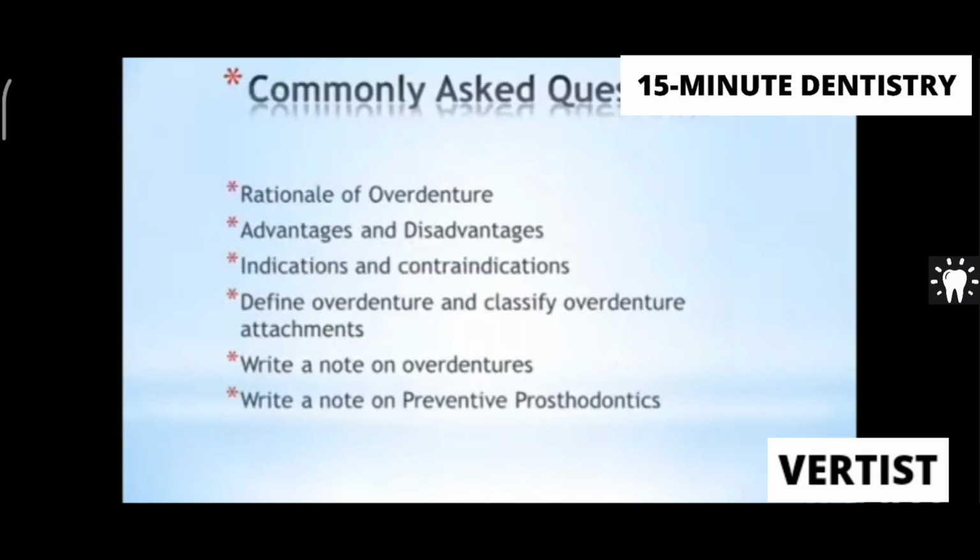So that is all about overdentures. These are a few commonly asked questions in MHS exams. All of you must be knowing about it, but the rationale of overdentures, advantages, disadvantages, indications, contraindications, definitions, and classification of attachments are asked, and also a note on preventive prosthodontics. Here, overdenture is basically the concept of preventive prosthodontics, where you are preventing resorption and preventing the loss of proprioception also.